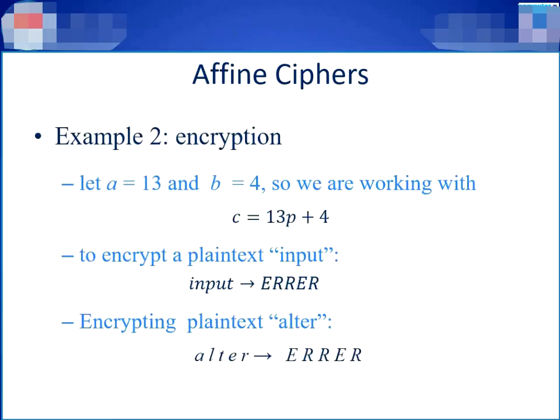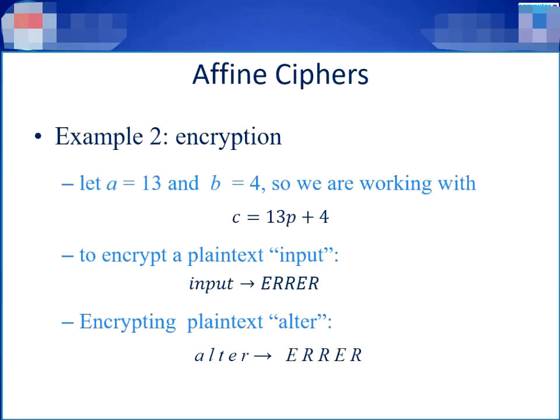Let us consider another example. This time we choose a to be equal to 13 and b to be equal to 4. So we are working with the key 13 and 4. Our ciphertext is going to be equal to 13 multiplied by plaintext plus 4 modulo 26. If we encrypt the plaintext input, we obtain the word ERRER. But the point is that if we encrypt the plaintext alter with the same key of 13 and 4, we are going to obtain the same ciphertext.